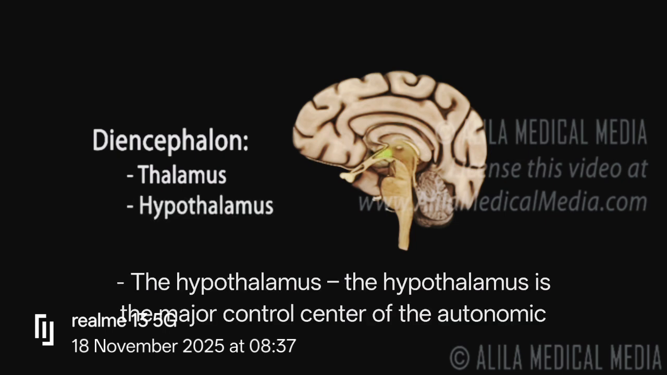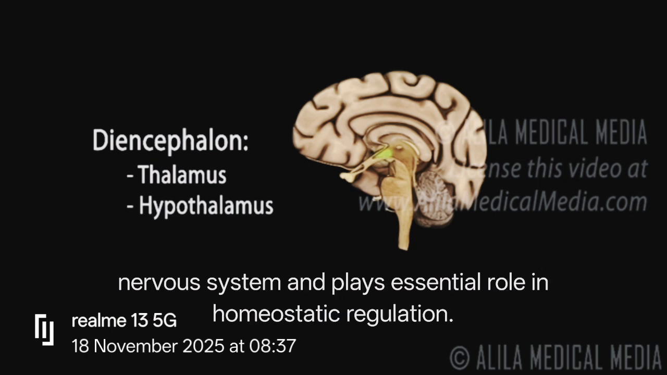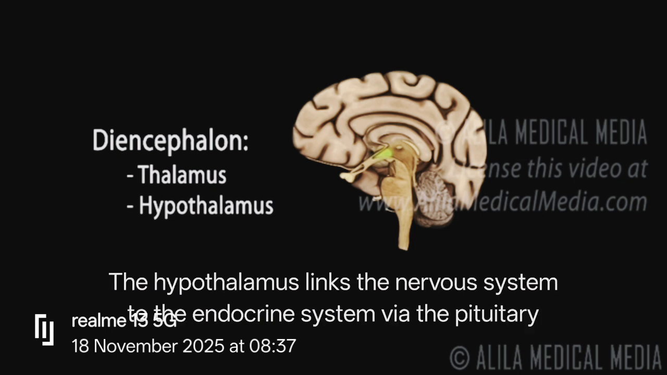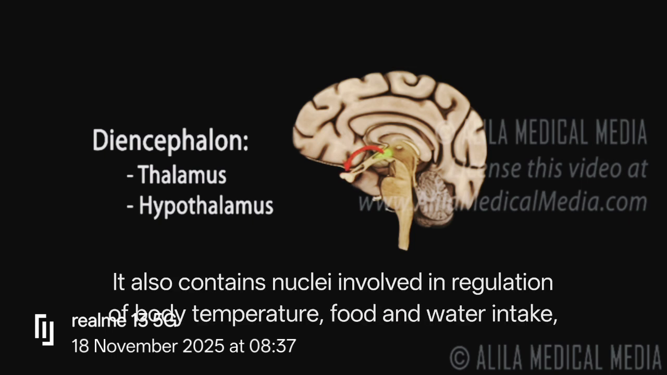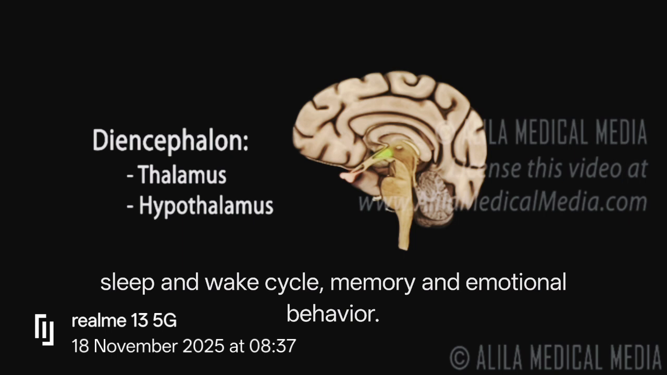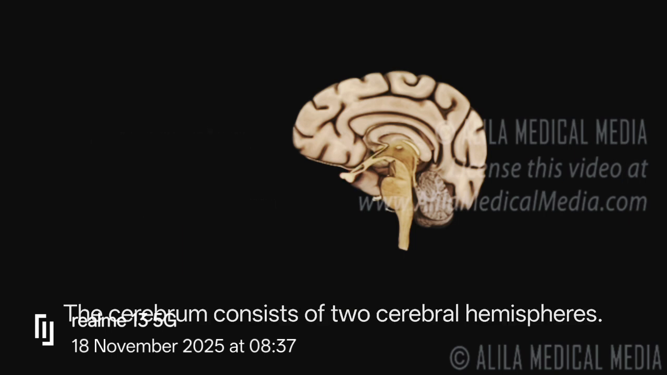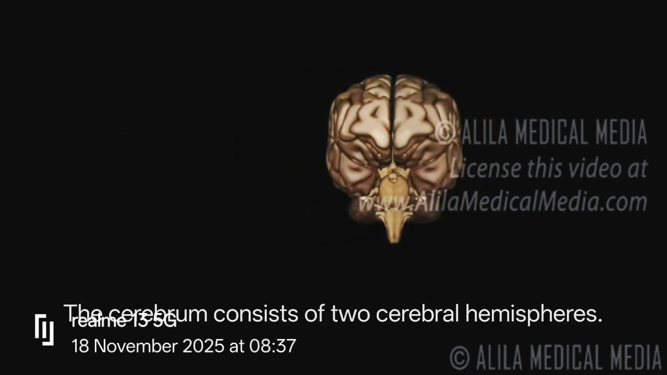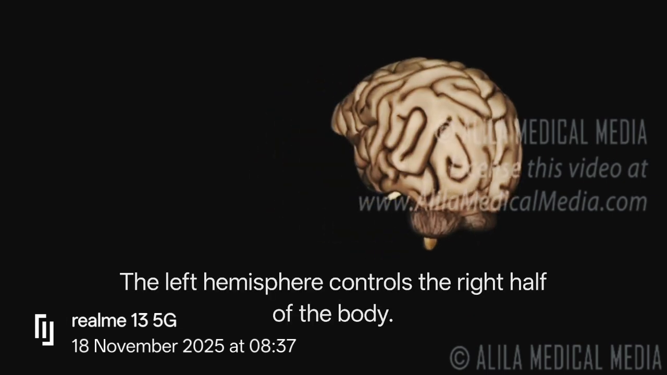The hypothalamus. The hypothalamus is the major control center of the autonomic nervous system and plays a central role in homeostatic regulation. The hypothalamus links the nervous system to the endocrine system via the pituitary gland. It also contains nuclei involved in regulation of body temperature, food and water intake, sleep and wake cycle, memory and emotional behavior.